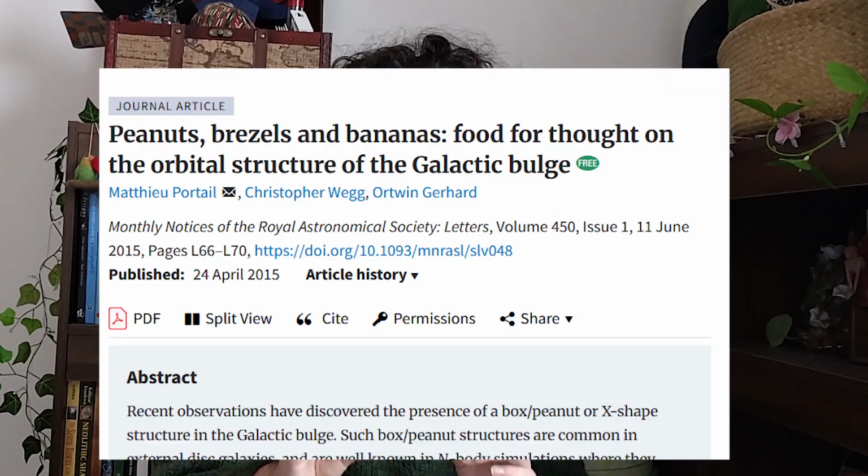It's quite difficult to observe individual orbits, mainly because it would take a few million years, first of all. And of course, we're obscured by being within our own galaxy. So we do rely heavily on simulations to show us this fine detail. And for this, I really recommend this paper called Peanuts, Pretzels and Bananas, Food for Thought on the Orbital Structure of the Galactic Bulge by Portail et al. It's a really nice paper. It's quite short as well, but it has quite a few good figures, which will really help understand the nature of these orbits.